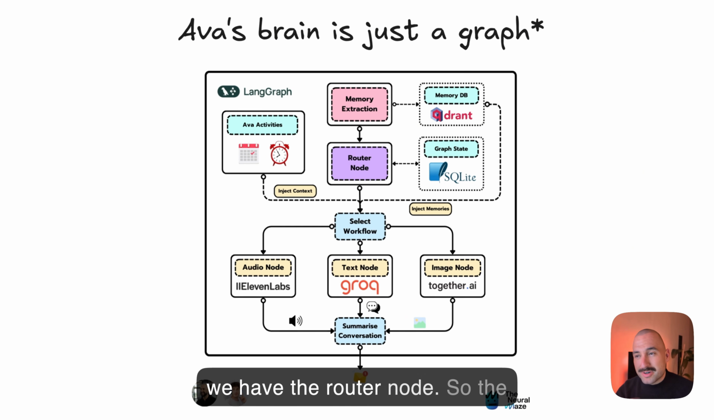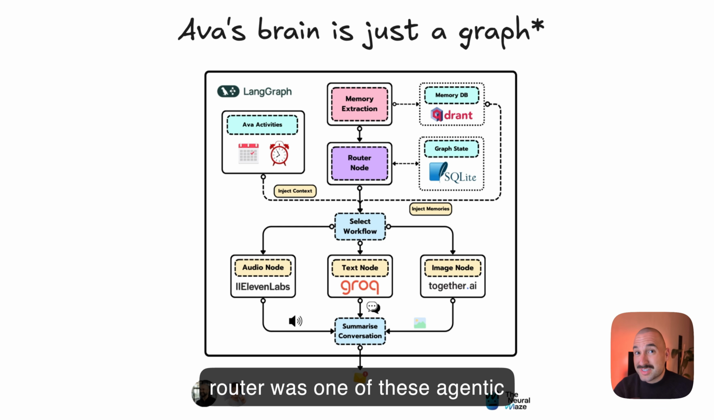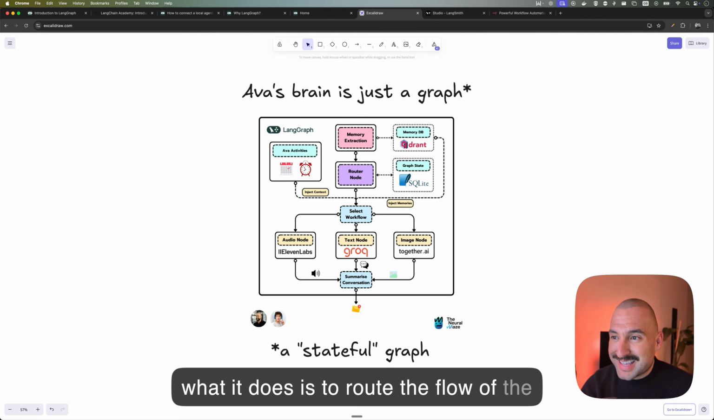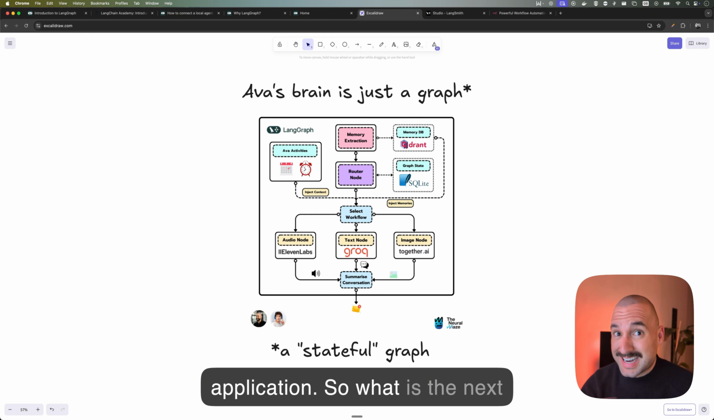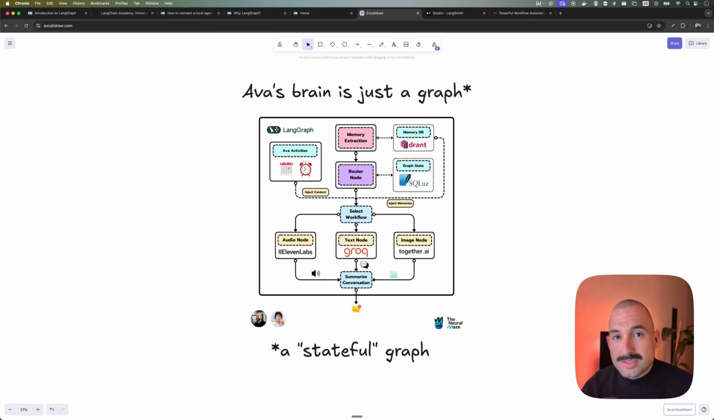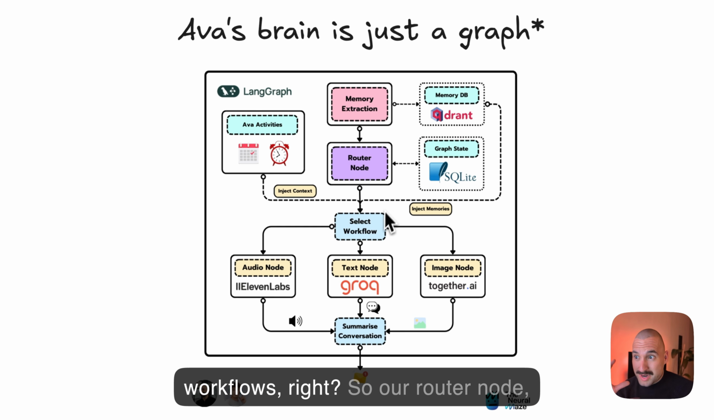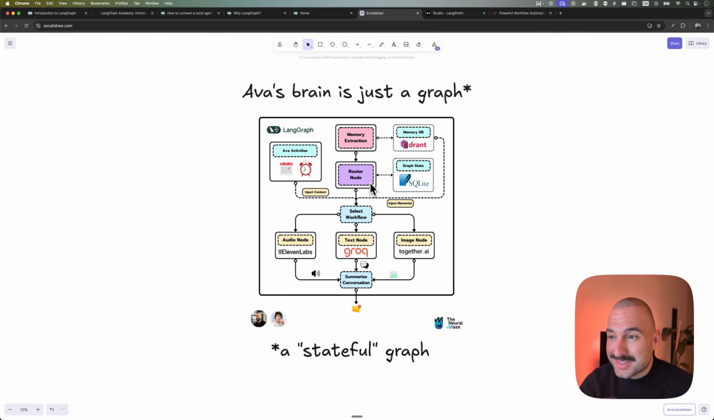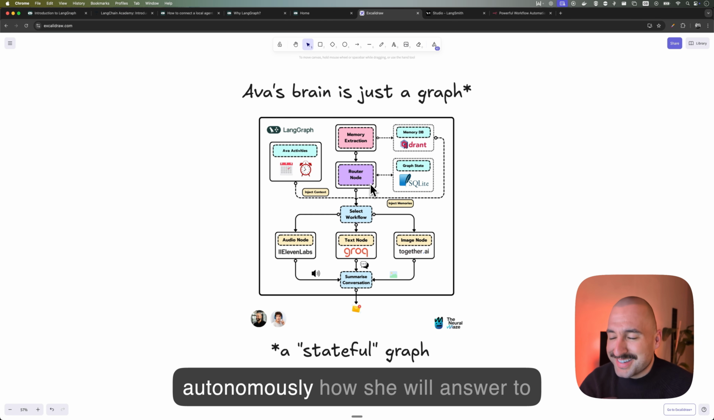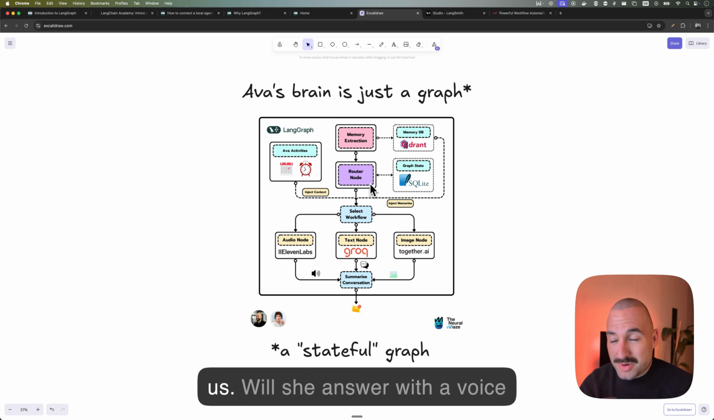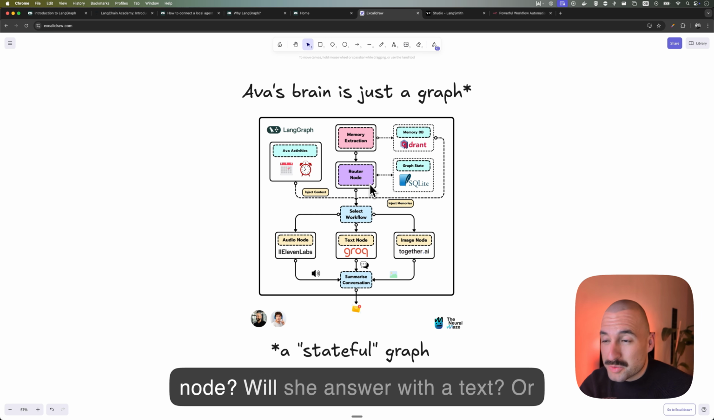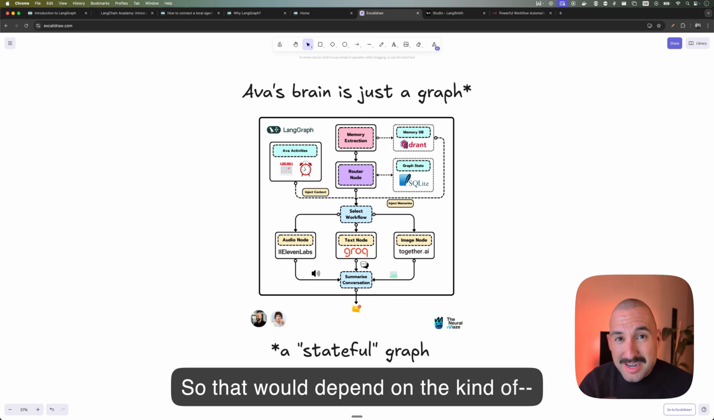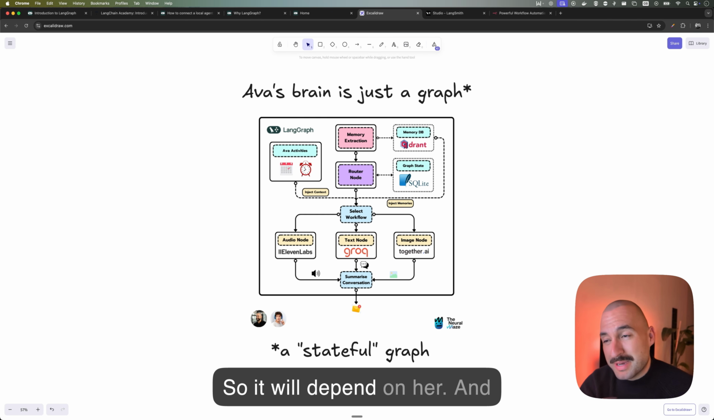Then we have the router node. The router was one of these agentic patterns, and what it does is route the flow of the application. So what is the next node that should be executed? That's what we have here as select workflow, right? With our router node, Ava decides autonomously how she will answer us. Will she answer with a voice node? Will she answer with text? Or will she answer with an image node? That will depend on the flow of the conversation, right? So it will depend on her.